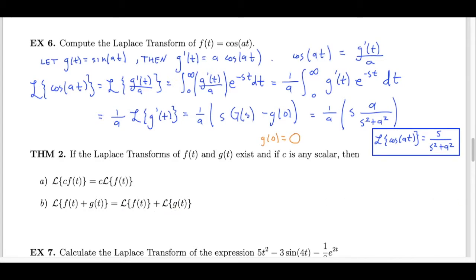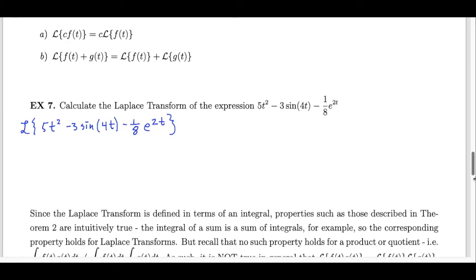If I use the two conclusions from Theorem 2 together, this tells me I can take the Laplace transform of any linear combination of functions, and I can break that down into individual Laplace transforms that are then combined appropriately. We demonstrate that in example 7. Here in example 7, I'm asked to take the Laplace transform of an expression containing three separate functions that have been added together with different coefficients.